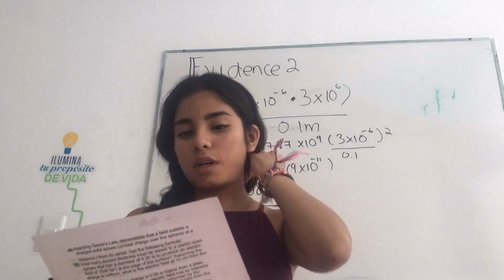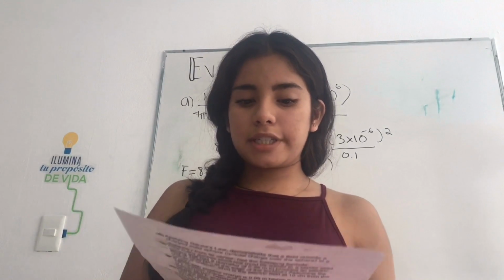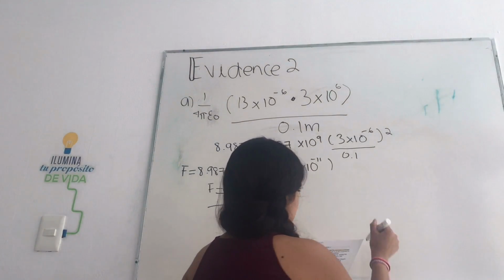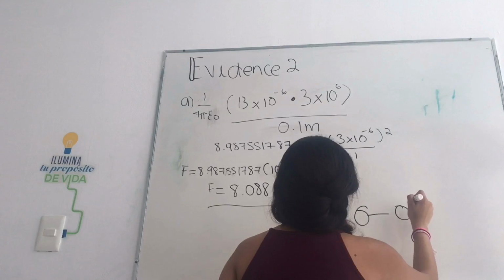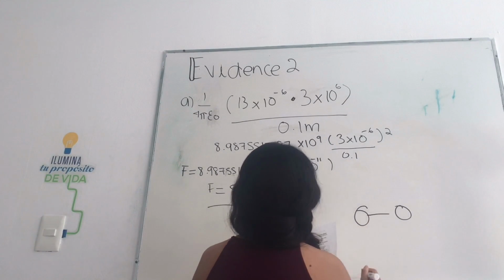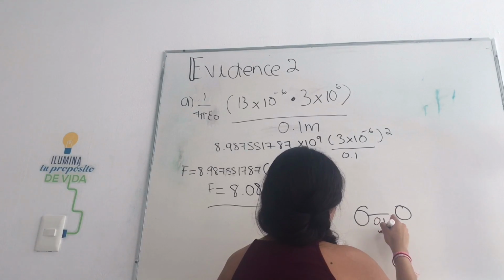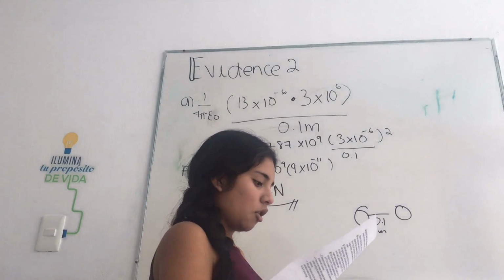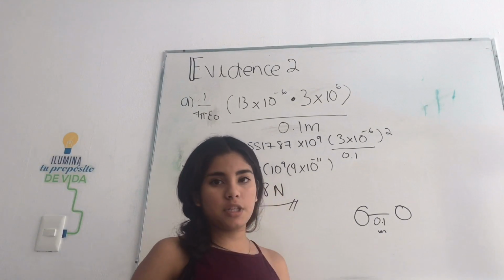I'm going to read the first one. It says: two spheres, each with a charge of 3 times 10 to the 6, are separated by 100 millimeters, and that is 0.1 meters. Are they attracting each other? Determine the force between them.